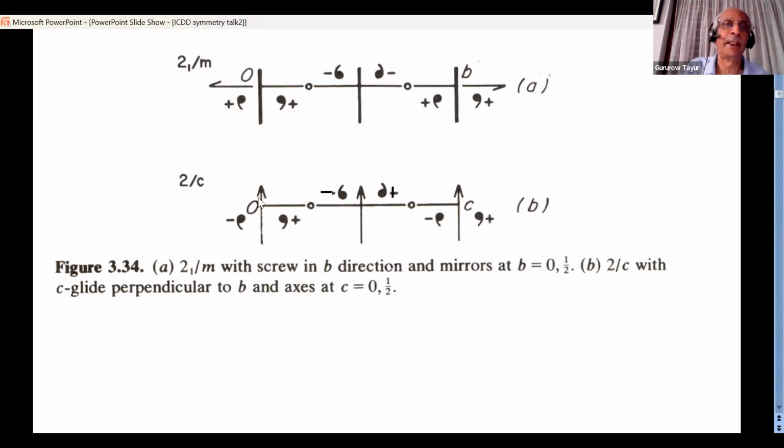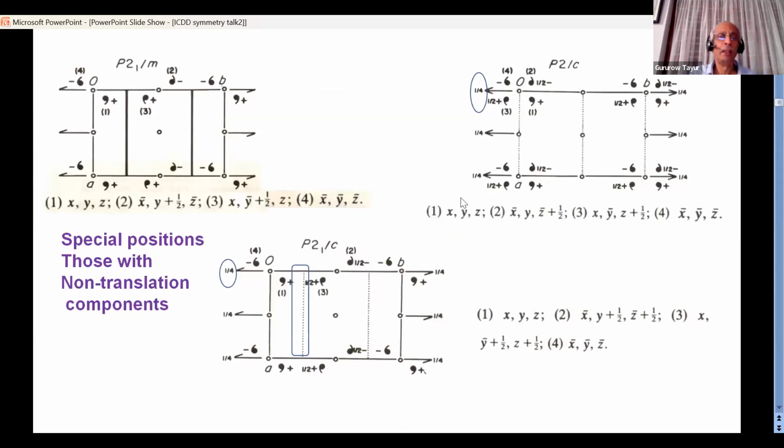A twofold symmetry is associated with the origin, and then we have a 1/4 translation where the center of symmetry gets generated in the direction of C. So this now generates the types of space groups which are listed here: P21 by M, P2 by C, and P21 by C.